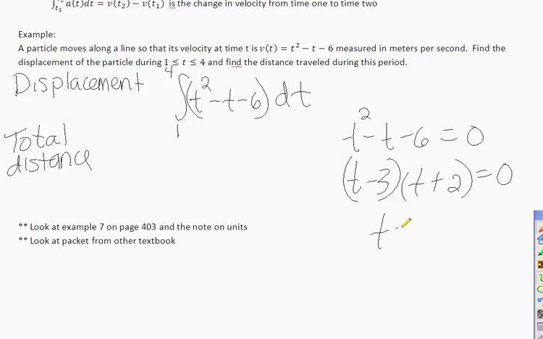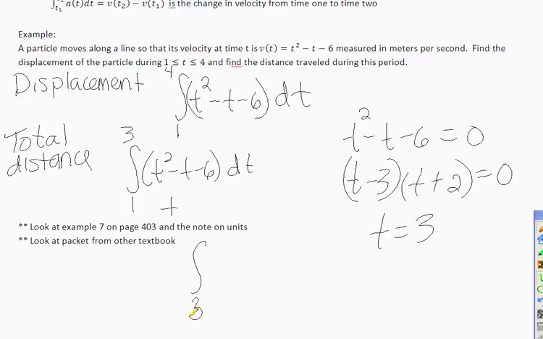So I get what? t equals 3. The negative 2 doesn't matter. Okay, at 3 I change direction. So for total distance, you'd have to see how far you went from 1 to 3. Okay. And then add to that how far I went from 3 to 4. Because in one of these cases, the answer is going to be what? Negative. Because in one of these, I'm going to be going backwards. So I'm either going forward and then backwards or backwards and then forward. Okay, so we're really taking the absolute value of both of these.